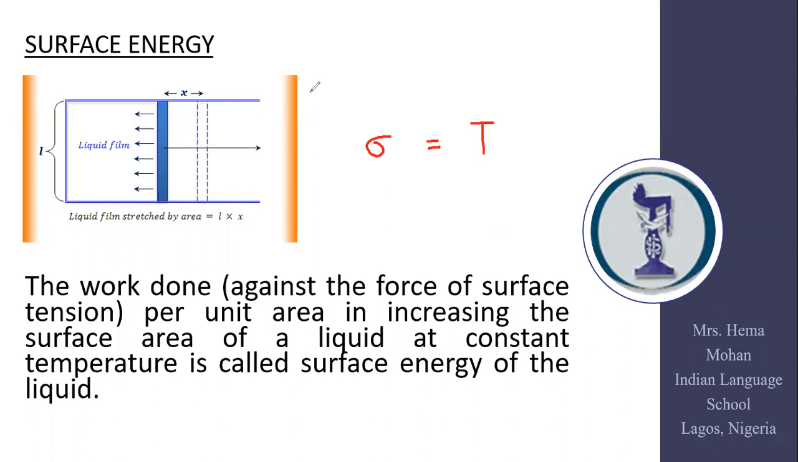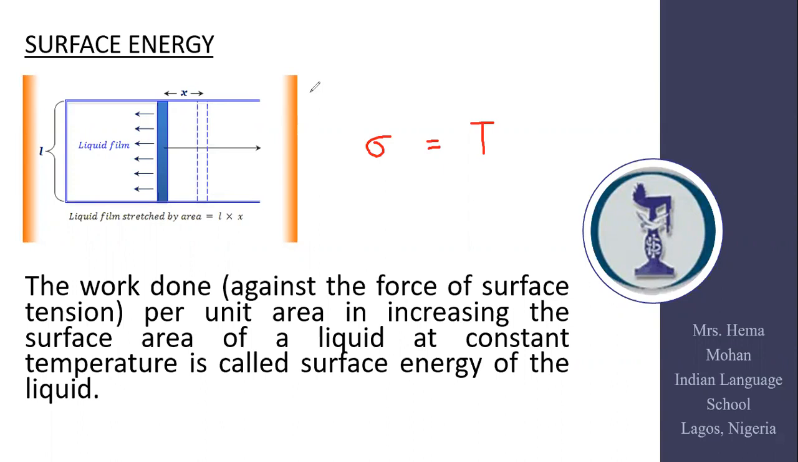Now that I have proved this, I can also say it is the work done per unit increase in surface area when a liquid surface or a stretched surface is further pulled out to increase its surface area. But please understand that this is constant for a given liquid at a given temperature, because temperature differences cause further differences in your surface tension. So sigma is going to be equal to T.